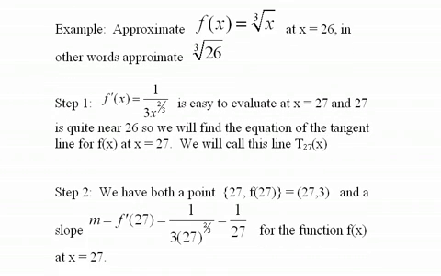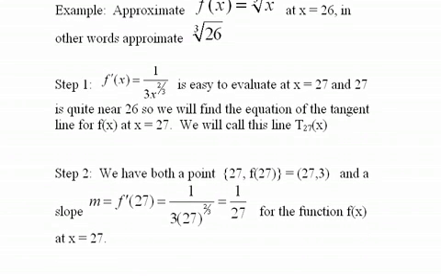And we have a point already, right, in the function. We have 27 where we're finding the tangent line and function of 27, which is 27 and 3, very easy to find, right? And we have a slope at x equals 27, which is 1 over 27 for the function of x at x equals 27. So we have a point and a slope.